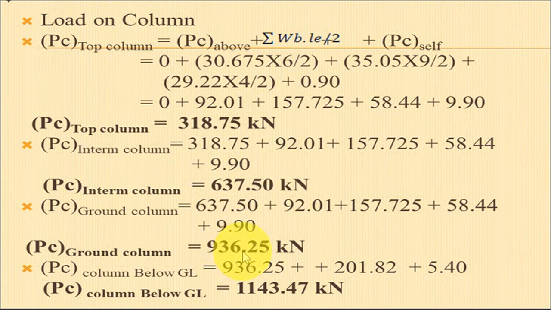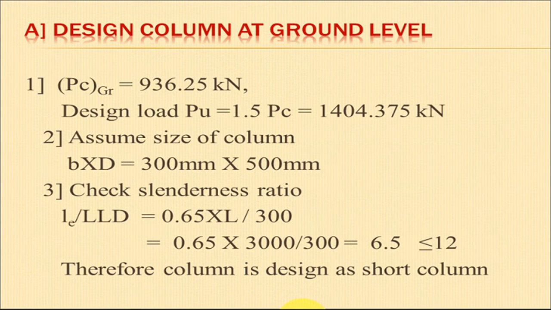Similarly, load on the intermediate column is equal to 637.50, and for the ground column, repeat the same procedure, we get 936.25 kilonewton, and for the column which is below the plinth level up to the footing, it is 1143.47 kilonewton. This is the total load below the ground level.